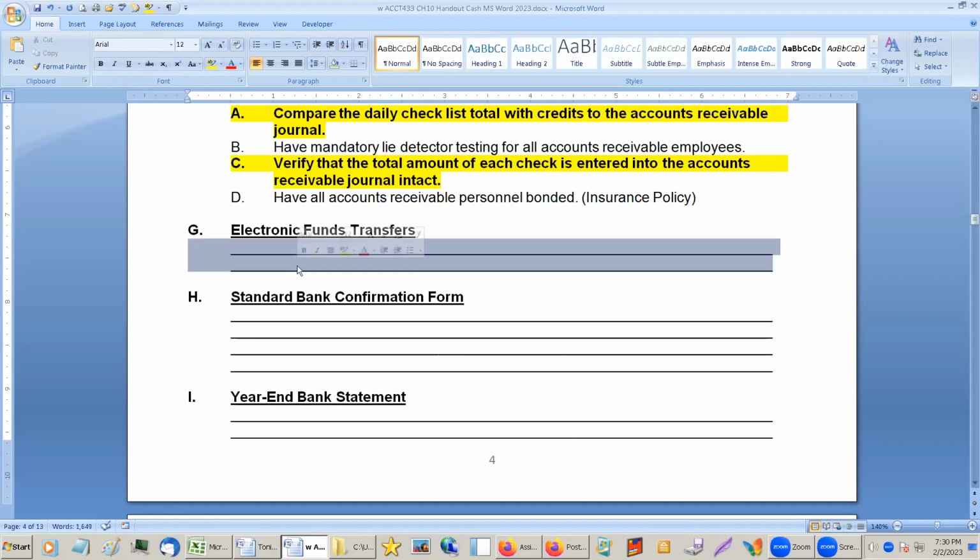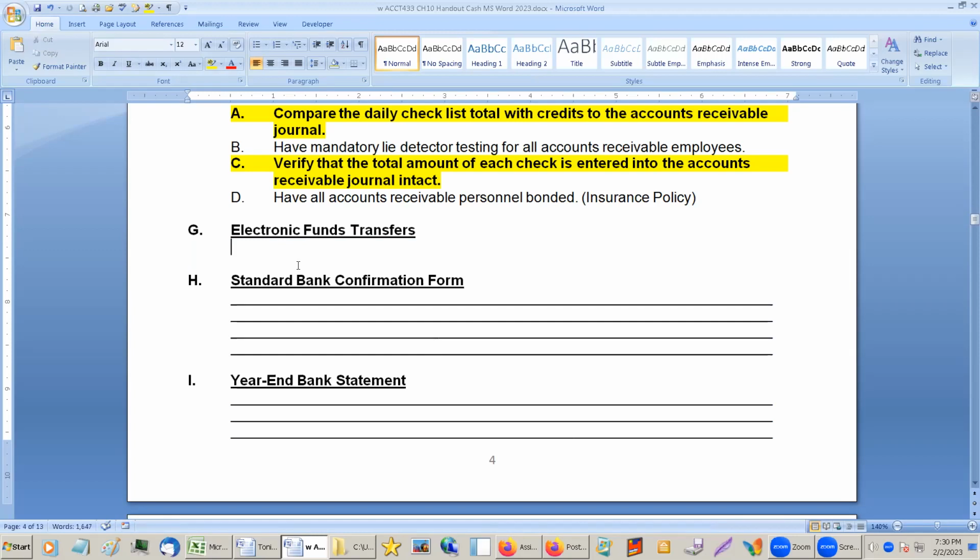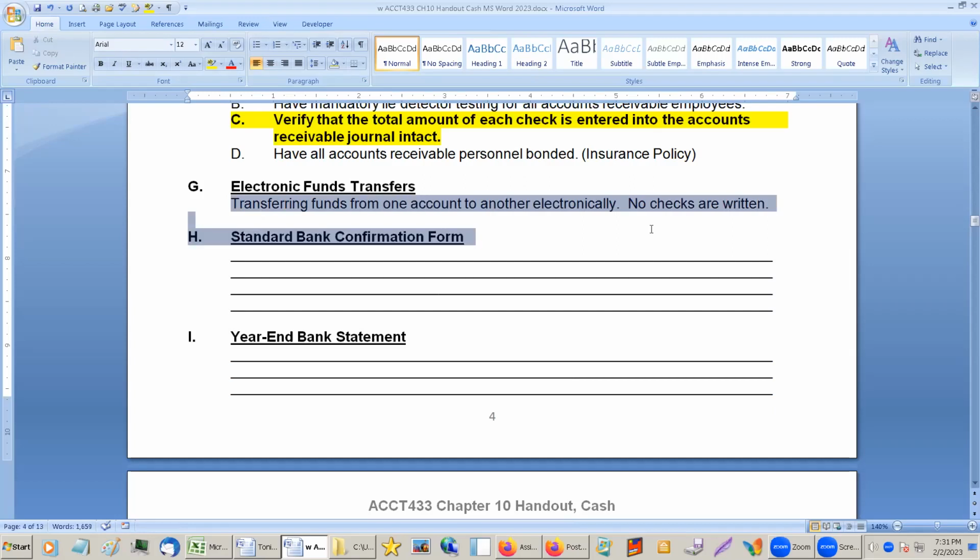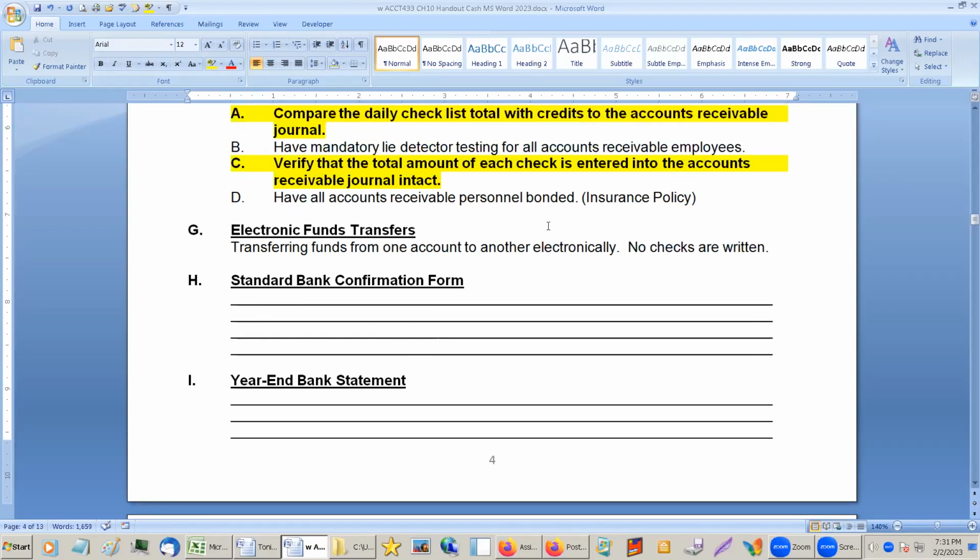Okay. Electronic funds transfer. This is one of those things that I don't know why we even talk about it. Everybody does this nowadays. Everybody knows about this. Transferring funds from one account to another electronically, so everyone has Zelle and all that stuff nowadays. So this isn't that far-fetched. This is kind of like back in the day when they would just talk about, can a computer do it?